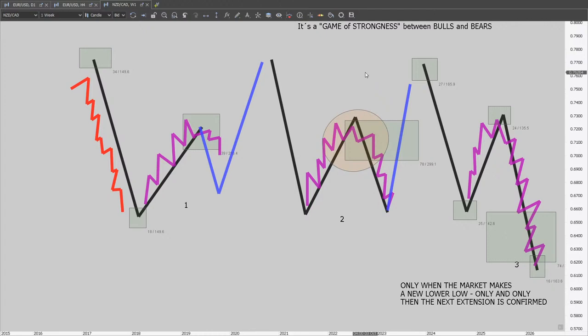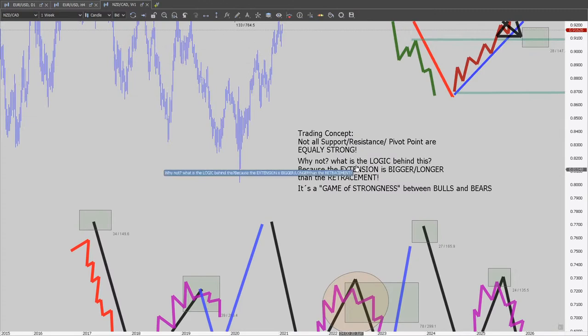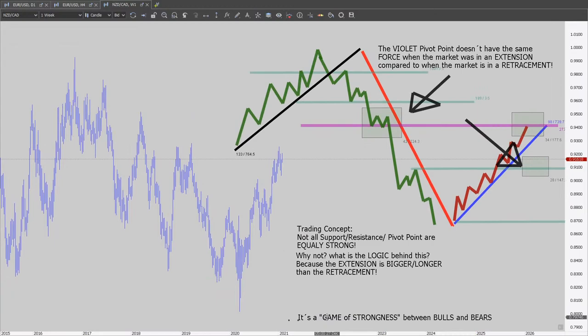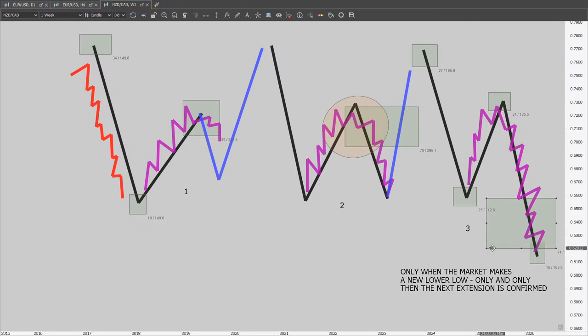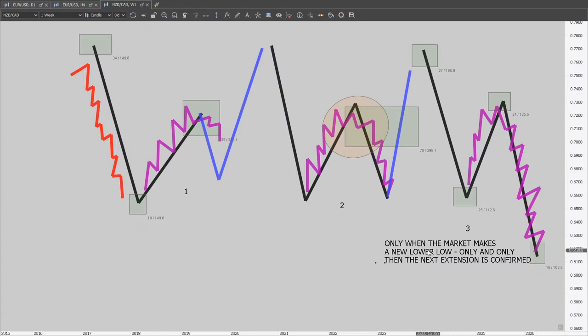And don't confuse apples with bananas. We are talking about support, resistance, pivot points in extension and retracements. So everybody, just slowly, do we agree that number three is the correct answer? Number three confirms the extension. This is why. Is anybody in here who doesn't agree? Do we agree? Number three is a confirmed extension. It can be an end of retracement, but it's not a structure retracement. Yes, it is a structure retracement.